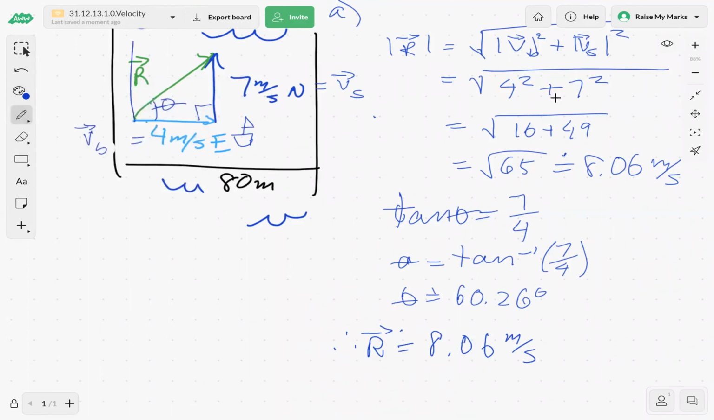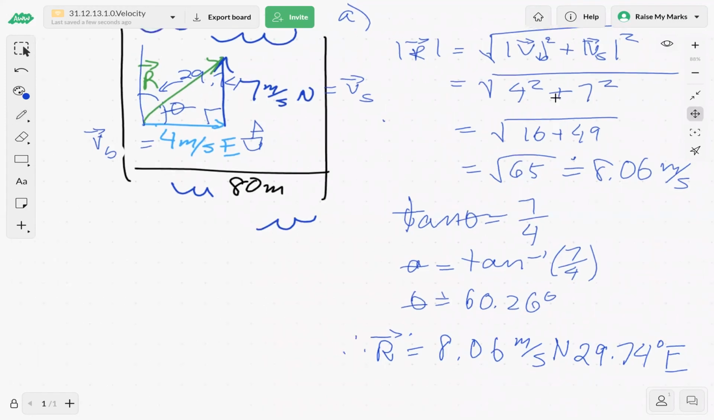northeast. So let's figure out this angle here. So that angle is actually 90 minus 60.26. This angle right here is 29.74. So north 29.74 degrees east. Yeah. So we're going northeast. Good. So this is our resultant vector, 8.06 meters per second, north 29.74 degrees east.